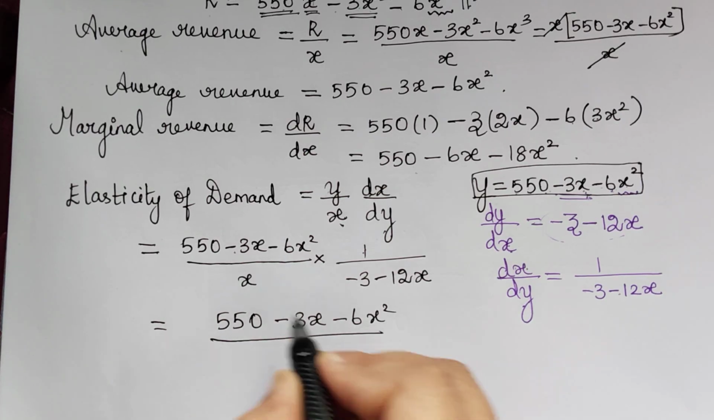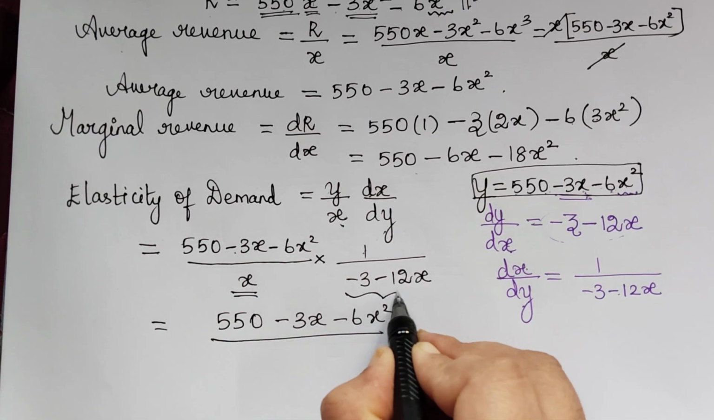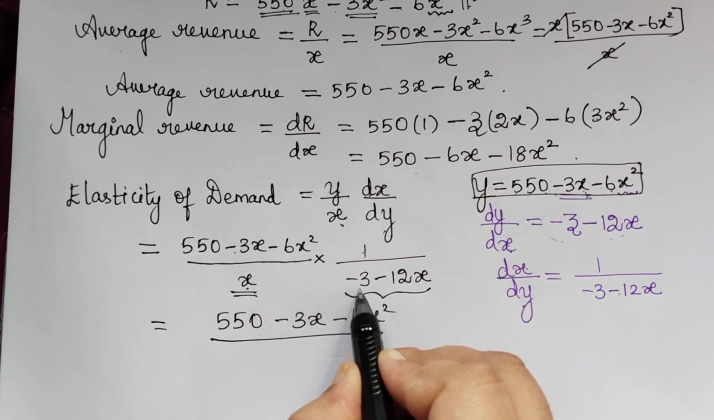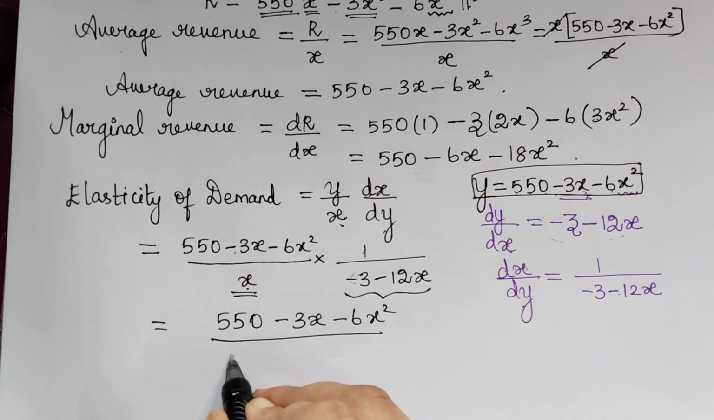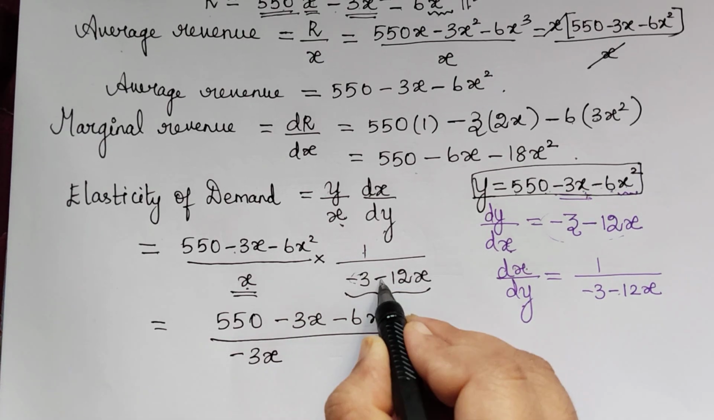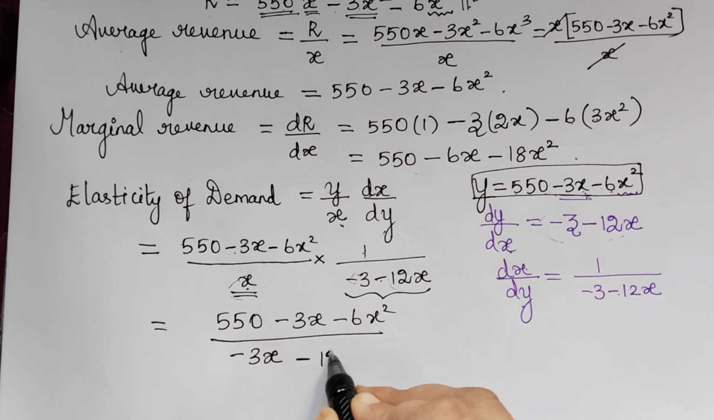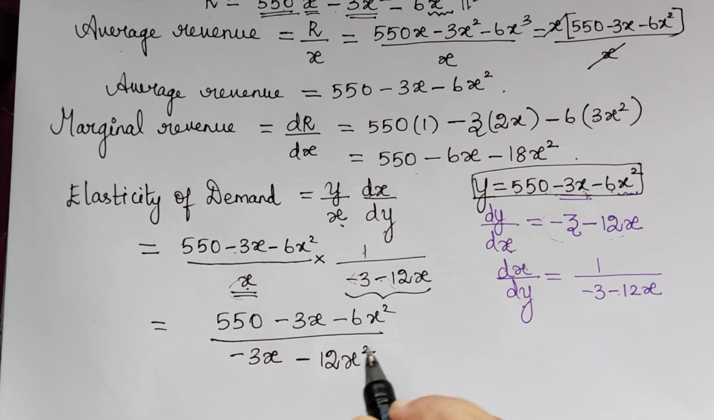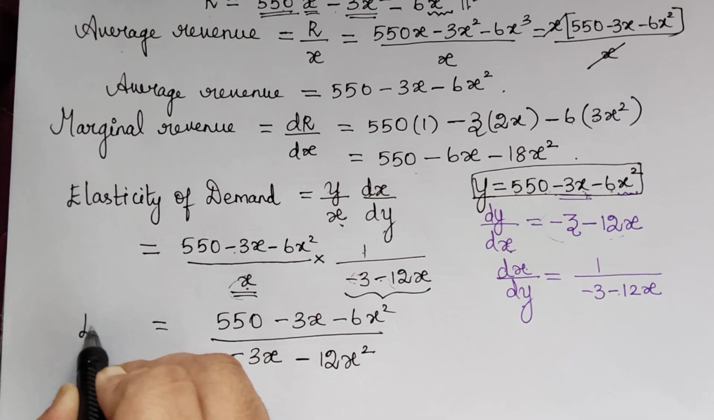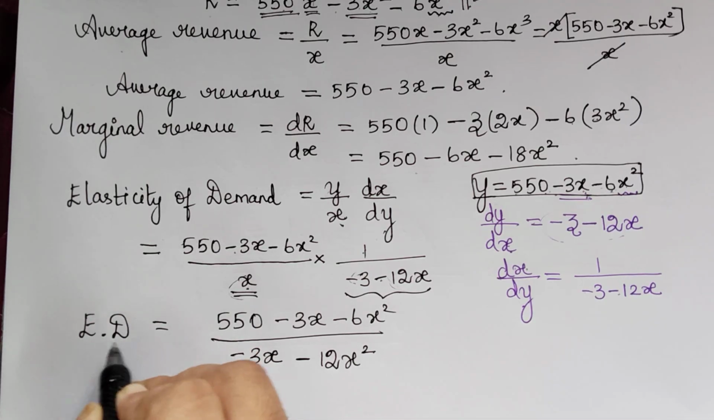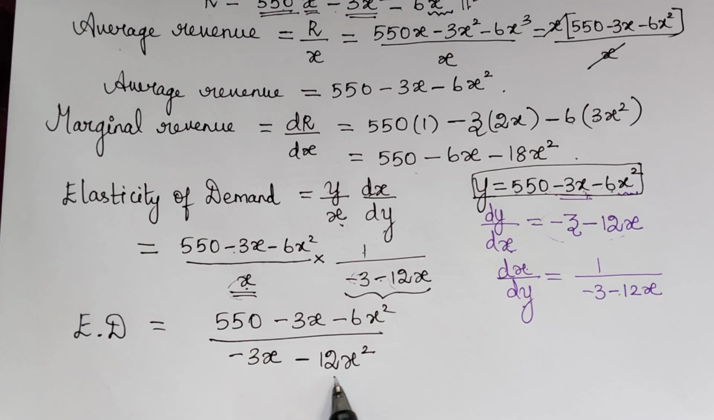In the denominator, this x has to be multiplied with this term. So first x has to be multiplied with minus 3, so it will become minus 3x. And then minus x multiplied with 12x, so it becomes minus 12x square. So this is the elasticity of demand. In short, I will write it as ED. So this is the elasticity of demand.